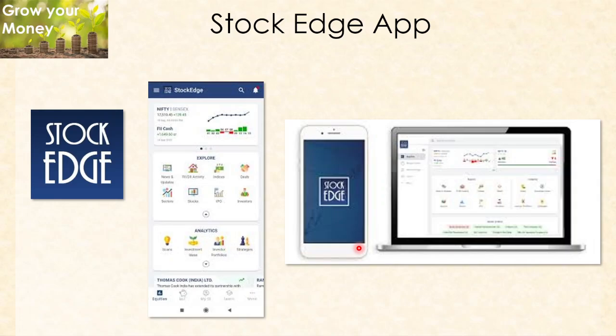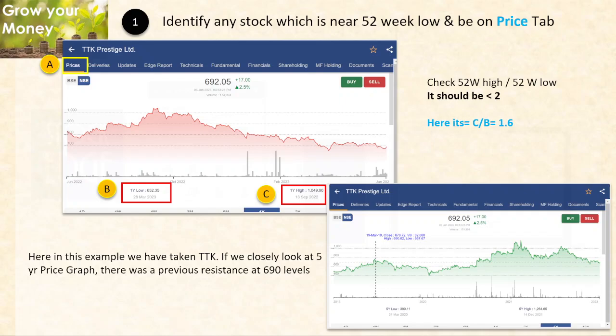Now we will look at some of the parameters which I discussed in my first video and how we can take advantage of that. So whenever you want to search for a particular stock, whether it is good to invest at this time or not, you can search that in this application. Here I have taken an example of TTK Prestige.